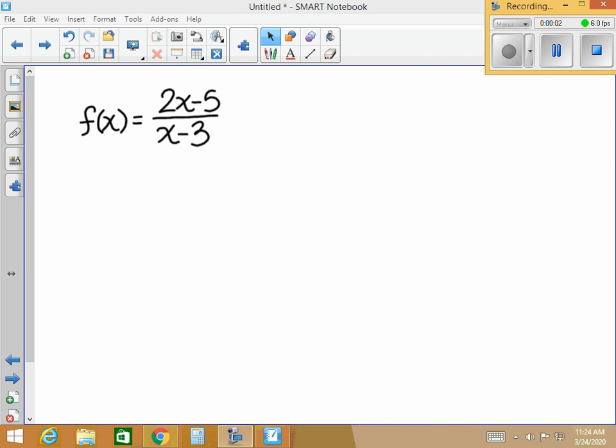Okay, let's talk about how we might approach a rational function if we want to sketch its graph. There again are a lot more details we could go into, but I want to hit the highlights of things we've already covered and some of the new ideas found here in 3.5.